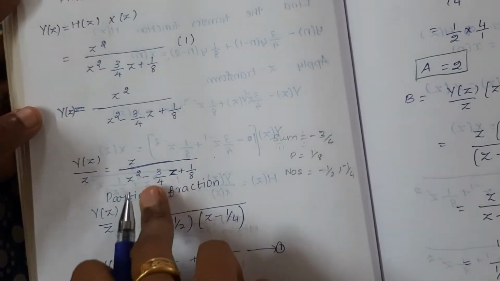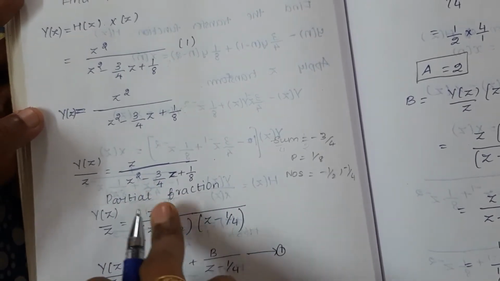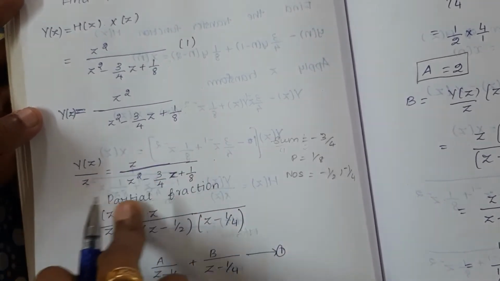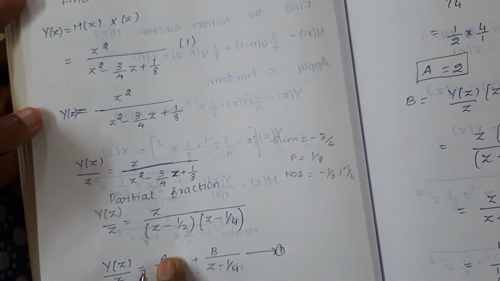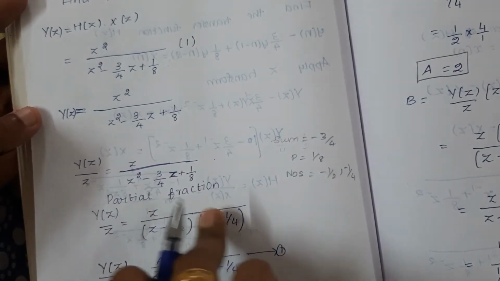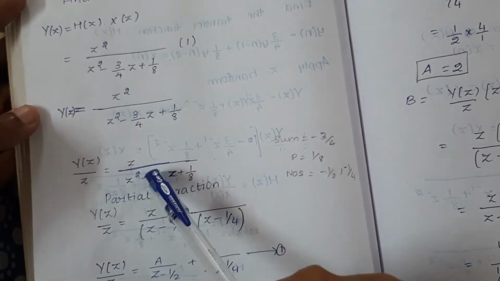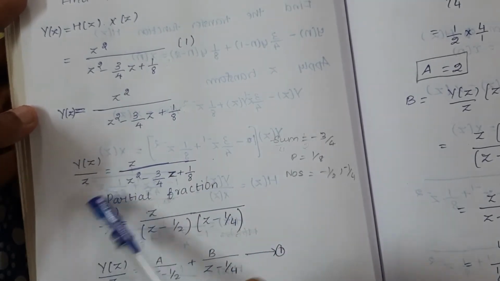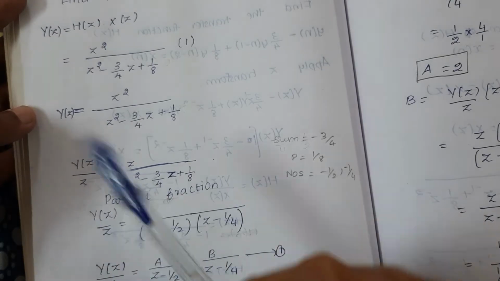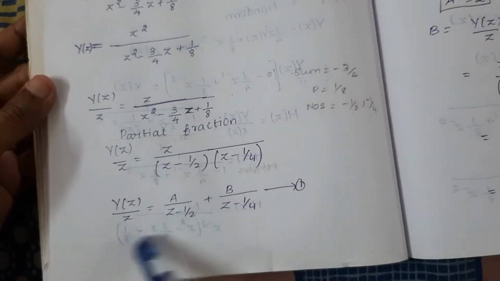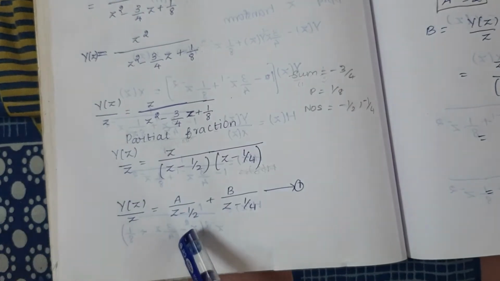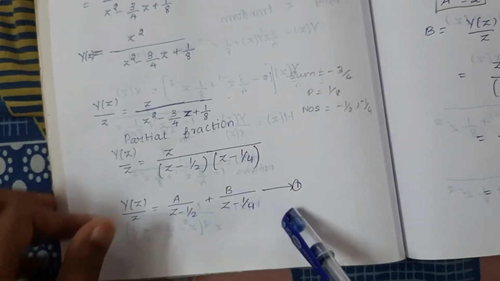Now in order to apply the partial fraction, we want to solve the denominator value. So factorize the denominator, and you will get z minus 1 by 2 and z minus 1 by 4. For applying partial fraction, make it into the form y of z by z. Now we will get the equation for partial fraction as A by z minus 1 by 2 and B by z minus 1 by 4.